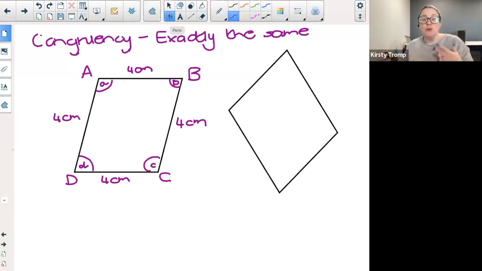Okay, how are we going to tell whether these shapes are congruent? Well, first of all, we could take a pair of scissors and cut the two shapes out and place them on top of each other to see that they are the same. But now that we're in grade 7, we can do some geometry to do that. So we're going to say that our new shape is MNOP.